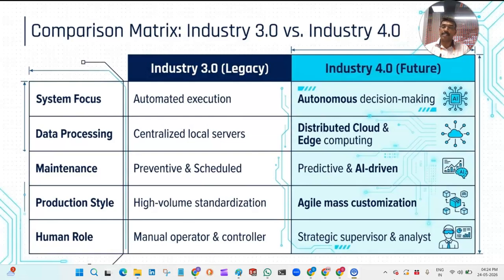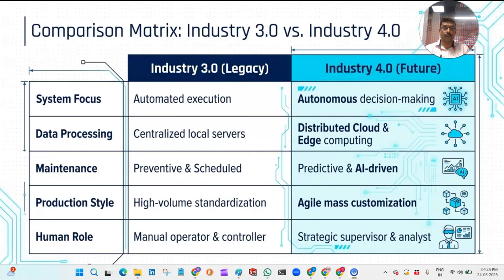And when you see the production style for the legacy industrial revolution process, it focuses on high volume standardization, which means that all the products are manufactured in mass quantity. So it is called mass production, whereas those high volumes are standardized in Industry 3.0.